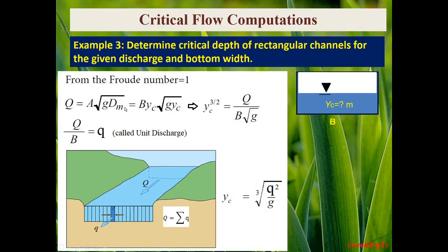Therefore, celerity equals the square root of gD. Yes, this is celerity. And in critical flow condition, Q equals A times the square root of gD. This is a general formula, but for rectangular cross sections like here, we can replace A with B times yc. Therefore, yc to the power of 3/2 equals Q over B times the square root of g. Here I have Q over B.